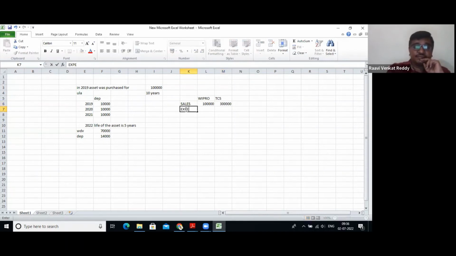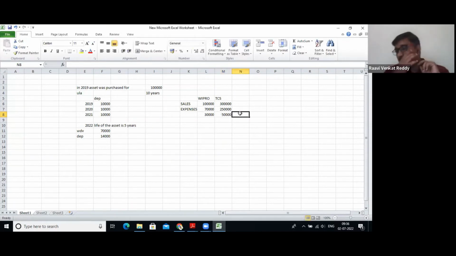Expenses, you can assume it as operating expenses. So expenses are 70,000 and TCS expenses are 2,50,000. Right. Now, generally, if you see, the difference is 30,000 for Wipro and 50,000 for TCS. By seeing these figures, we generally assume that the profits of TCS are more compared to Wipro.